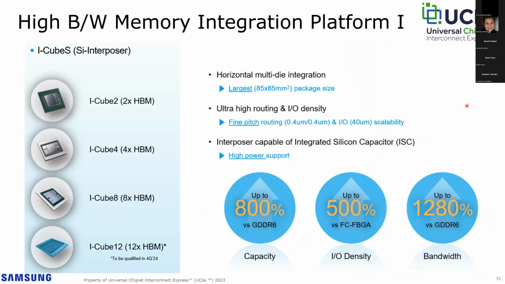For the high bandwidth memory integration, Samsung currently offers solutions for 2, 4, and 8 HBM stacks, with 12 stack options coming next year. All these provide higher capacity and bandwidth compared to the GDDR6 board level integration options, as you see on the bottom of the slide.